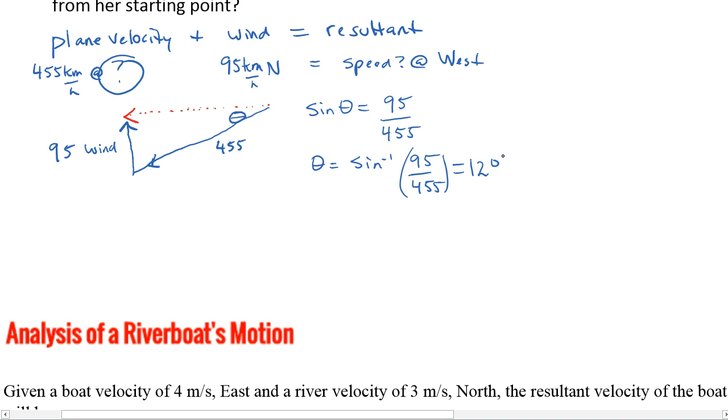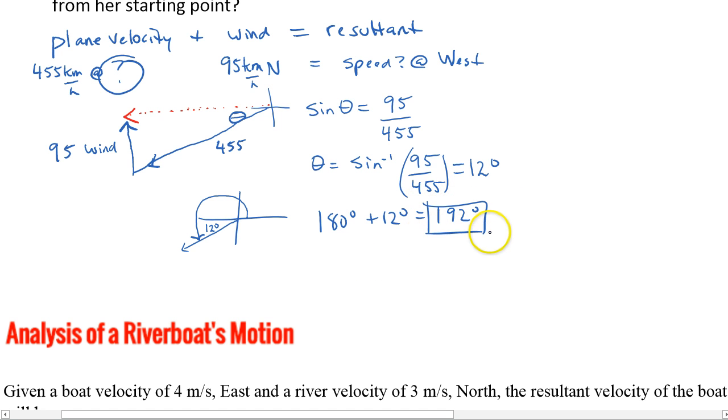Now, thinking about how to state that 12 degrees. Here is my north, south, east, west grid. So this is my 12 degrees here. It's counterclockwise from east, so I'll have to add 180 to that. 180 degrees plus 12 degrees is equal to 192 degrees. So my answer is just 192 degrees, right? Or I could say 12 degrees south of west. That would be fine. 12 degrees south of west.